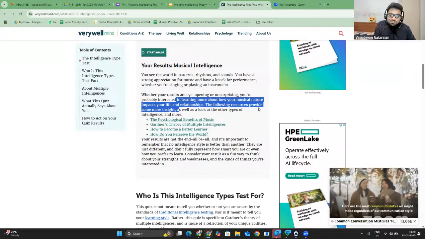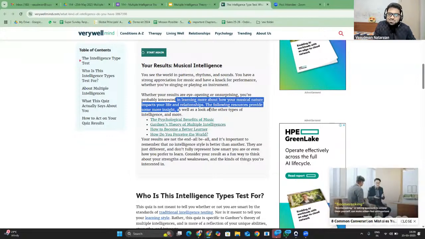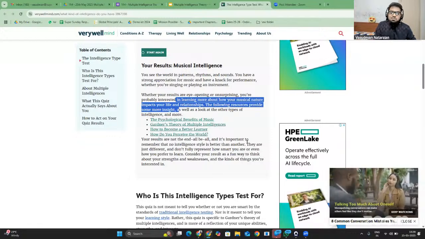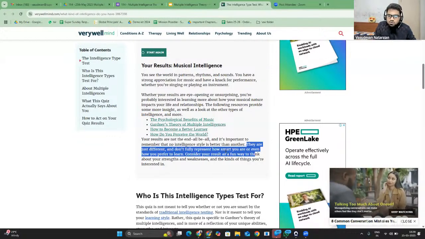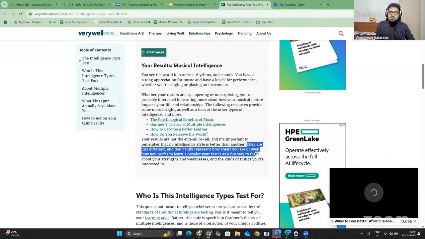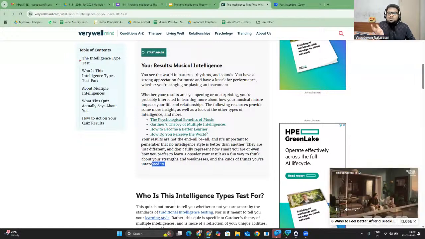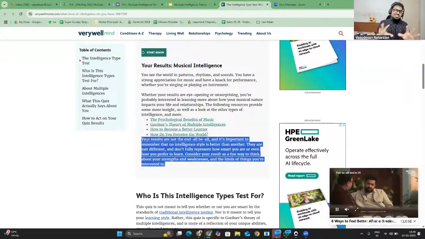The following resources provide some more insight as well as a look at the other types of intelligence and more. Your results are not the end all or be all, and it's important to remember that no intelligence style is better than the other. Yeah, exactly. That's something very important. They are just different and don't fully represent how smart you are or even how you prefer to learn. Consider your result as a fun way to think about your strengths and weaknesses and the kinds of things you are interested in. That's it. It's just a little bit of self-awareness.